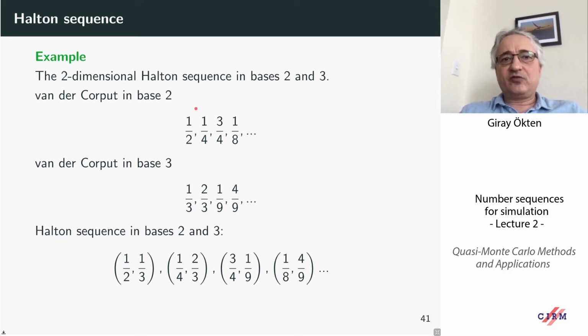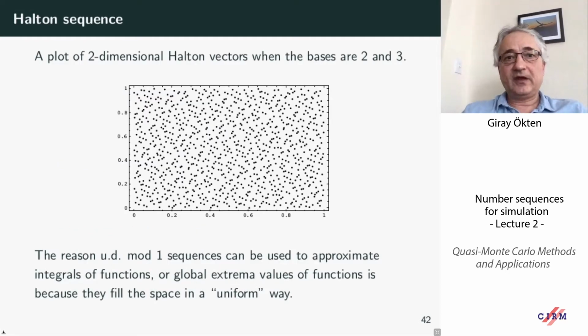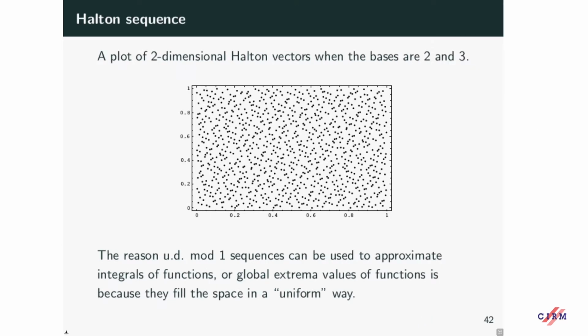This is a van der Corput sequence in base 2, and this is the van der Corput sequence in base 3, and now we're going to couple them. The first terms, 1/2, 1/3, and that's going to be our first vector, two-dimensional. And then here are the second terms, third terms, and so forth, and that is the first 4 elements of our two-dimensional Halton sequence. And here is a plot of, if I'm not mistaken, 500 vectors.